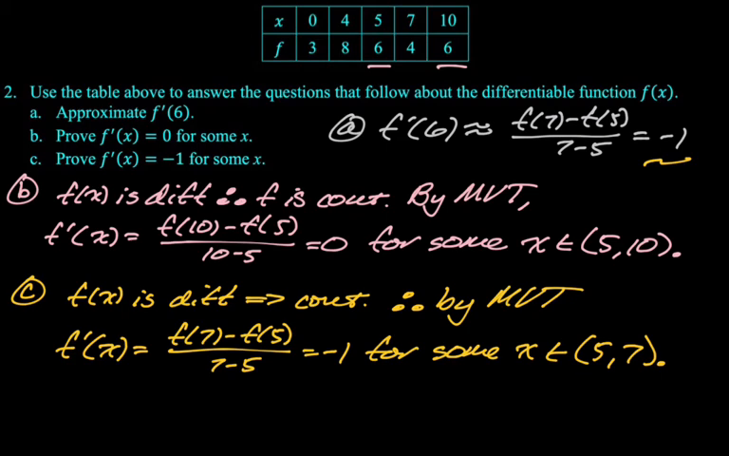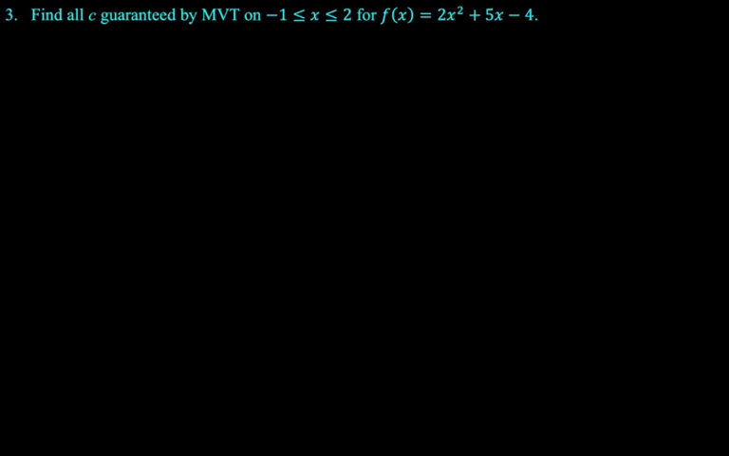That's always terrifying. All right, let's look at one more problem. Find all c guaranteed by the mean value theorem on negative 1 to 2 for f of x equals 2x squared plus 5x minus 4.